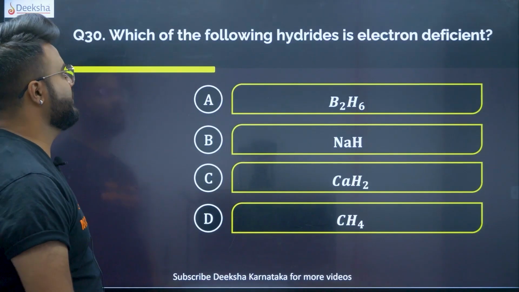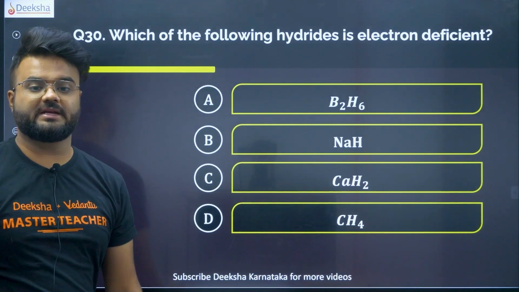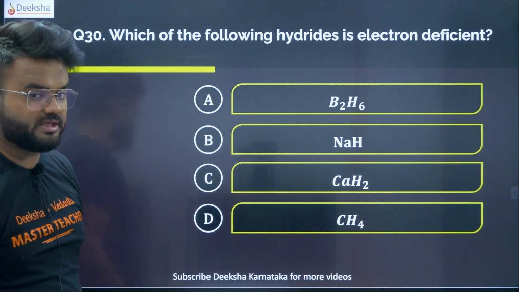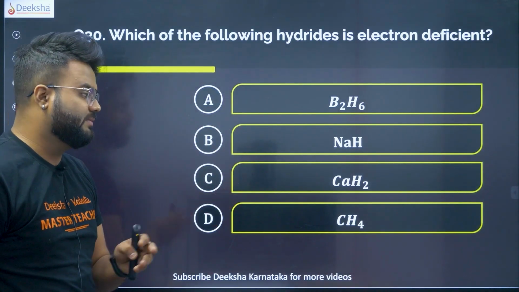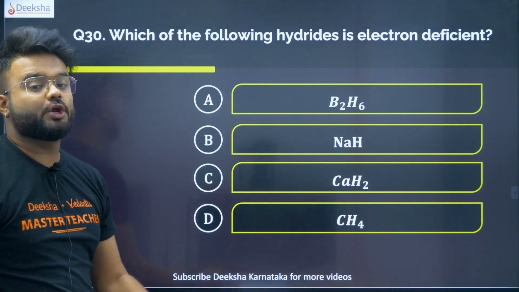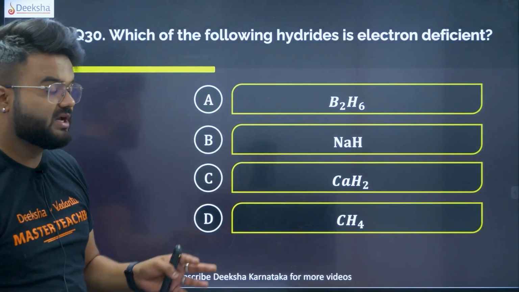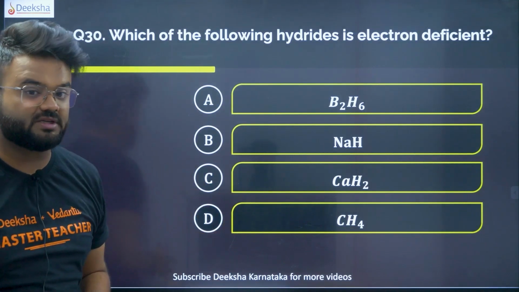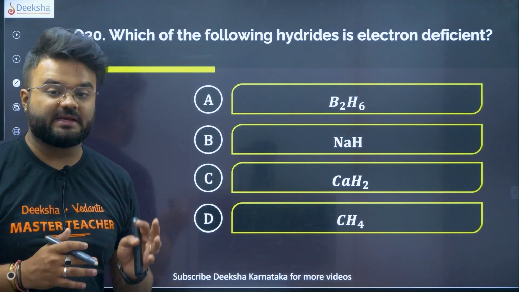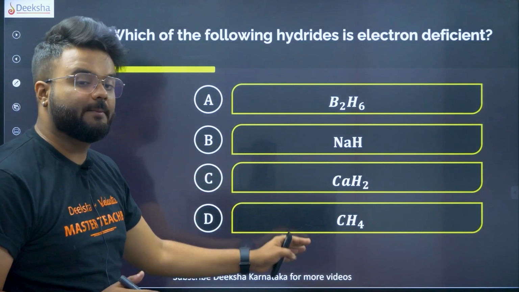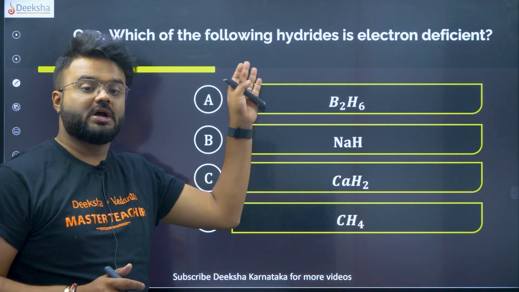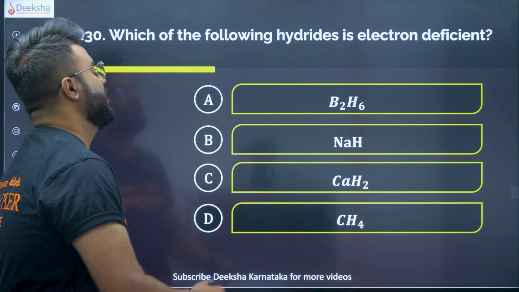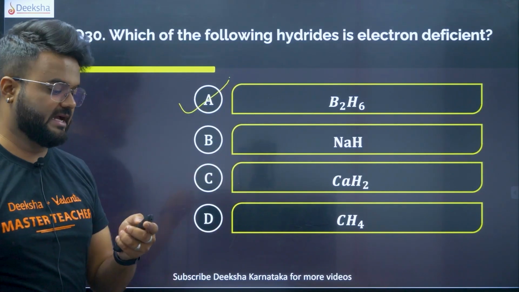Clear? Now coming back to which of the following hydrides is electron deficient. Among these, sodium hydride, calcium hydride and methane are all electron rich species, whereas diborane is an electron deficient species. We can see that in the others the octet rule is completely filled, but diborane is left with a 2 electron deficiency. Therefore, diborane will be your correct answer.